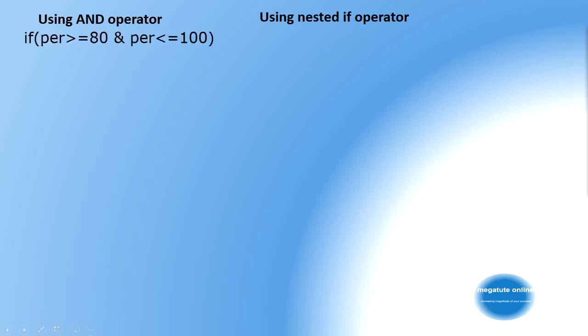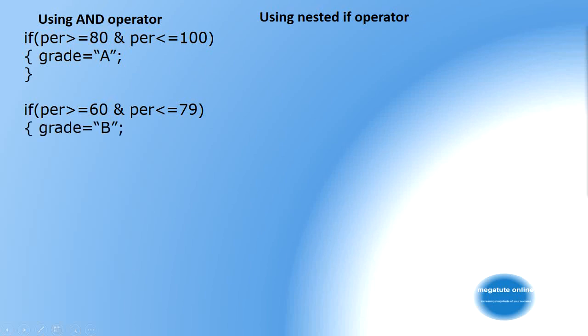If I use the AND operator, the first condition will be if my percentage is more than or equal to 80 and my percentage is less than or equal to 100, it is going to give grade A. So I'm going to store A into the variable grade. Now, if my percentage is in the second range, more than or equal to 60 and less than or equal to 79, my grade is B.